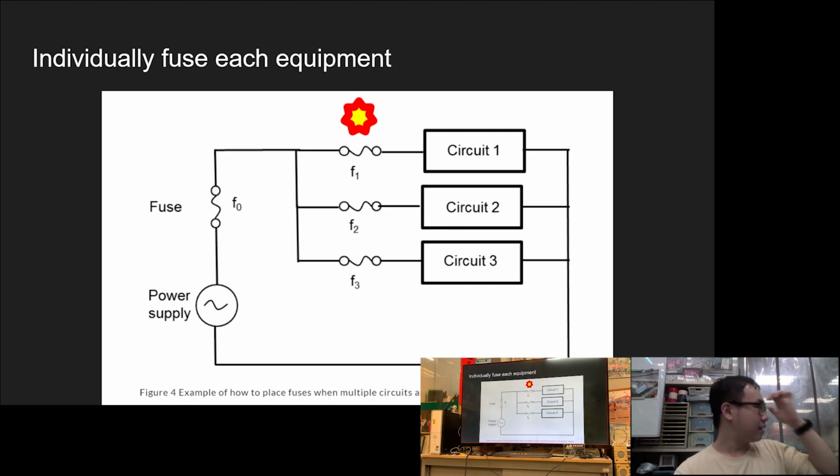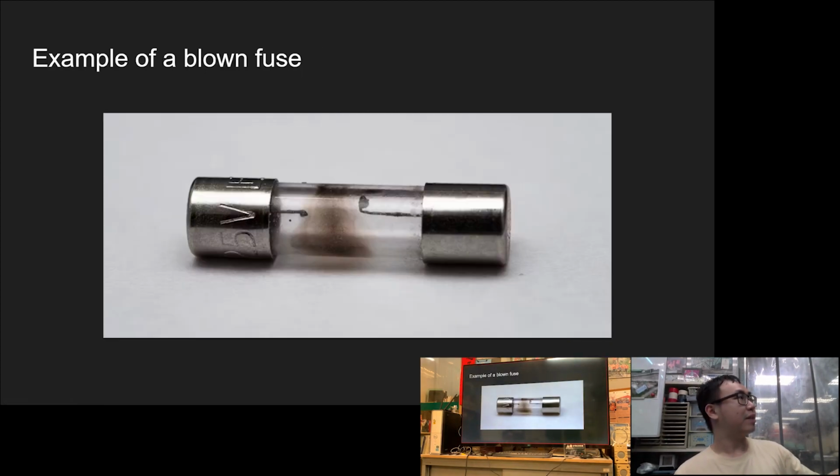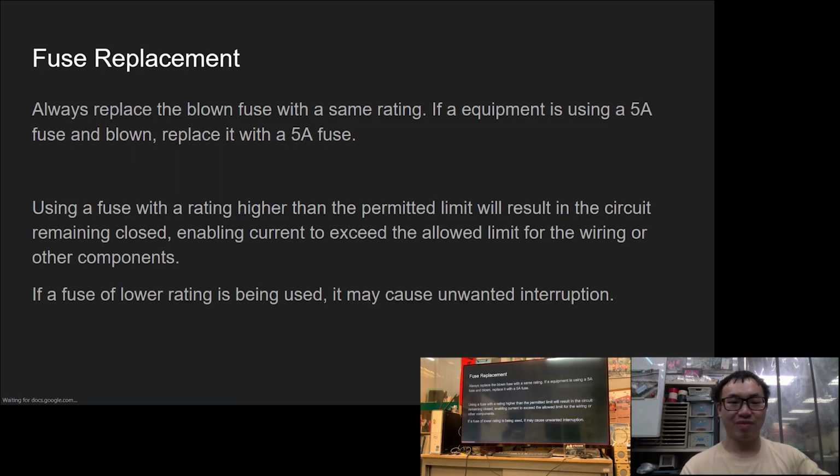Yeah. This is an illustration of how the individual fuse should be used. You see that we have a large fuse here, right? And for each equipment, circuit A, circuit 1, 2, 3, we got a fuse in front of it. Okay, but in Hong Kong, we may not have a fuse, but we have a circuit breaker instead. Here is an example of a blown fuse, if you have never seen it, but I guess all the people in Hong Kong should know what it is, right?